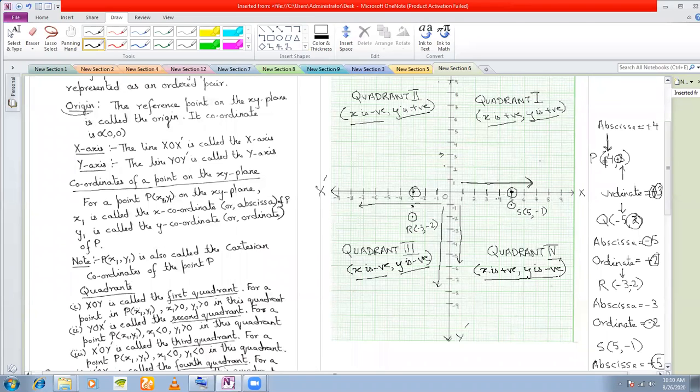Why is this so? Because in quadrant 1, in order to locate a point in this particular quadrant, this is called a quadrant, we must move in the positive direction of X and then in the positive direction of Y. So therefore X is positive and Y is positive. Similarly, if you look at quadrant 2, here we need to move in the negative direction of X. That is why X is negative. And we need to move in the positive direction of Y. That is why Y is positive.